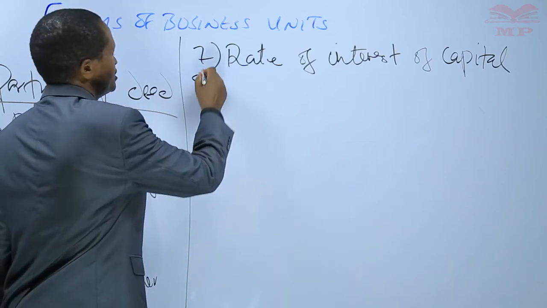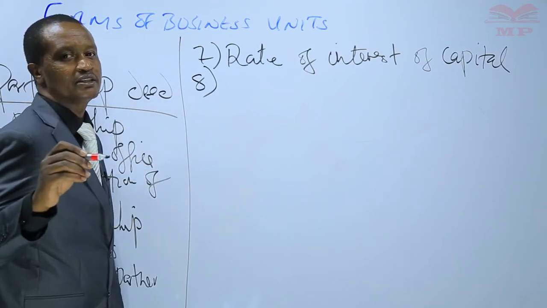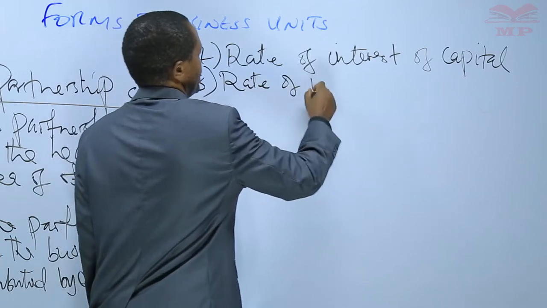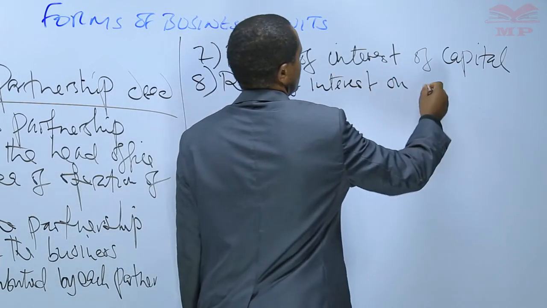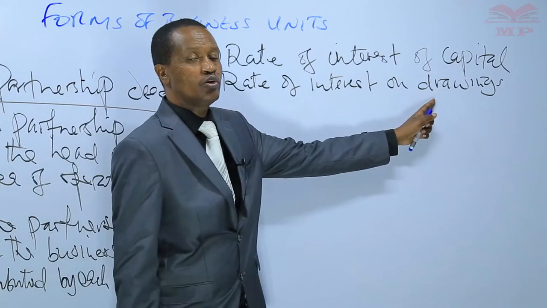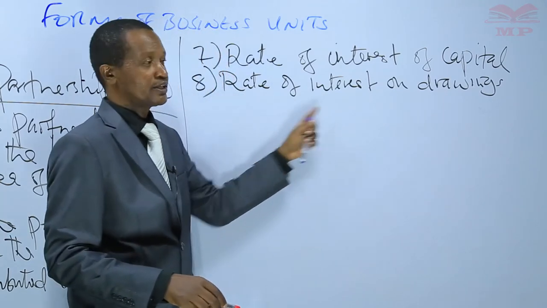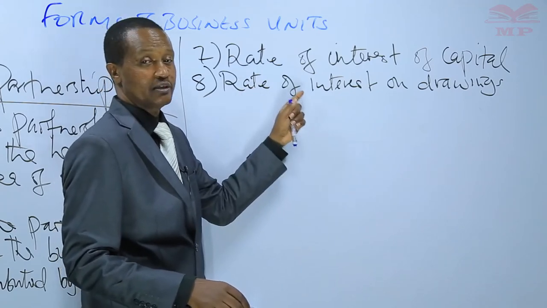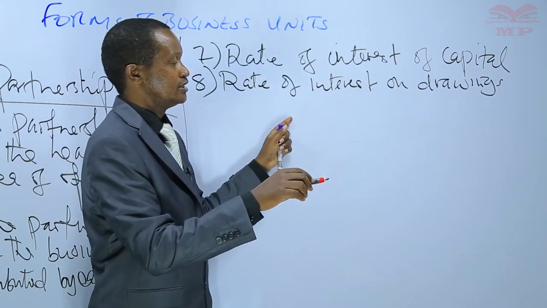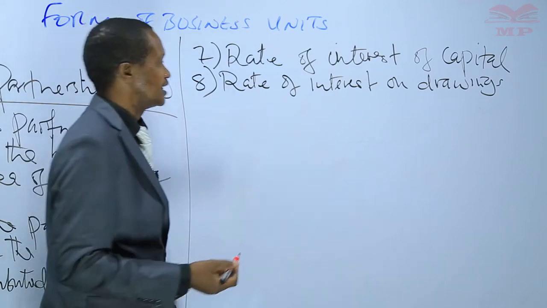Then number eight, we can add drawings by partners and rate of interest on drawings. There are times when partners may draw either goods or money from the partnership business. So when that happens, the partners may agree on a rate of interest that the partners who have drawn from the business will be expected to pay. All right? So that may also be an item in a partnership agreement. All right? Then salaries and commissions.